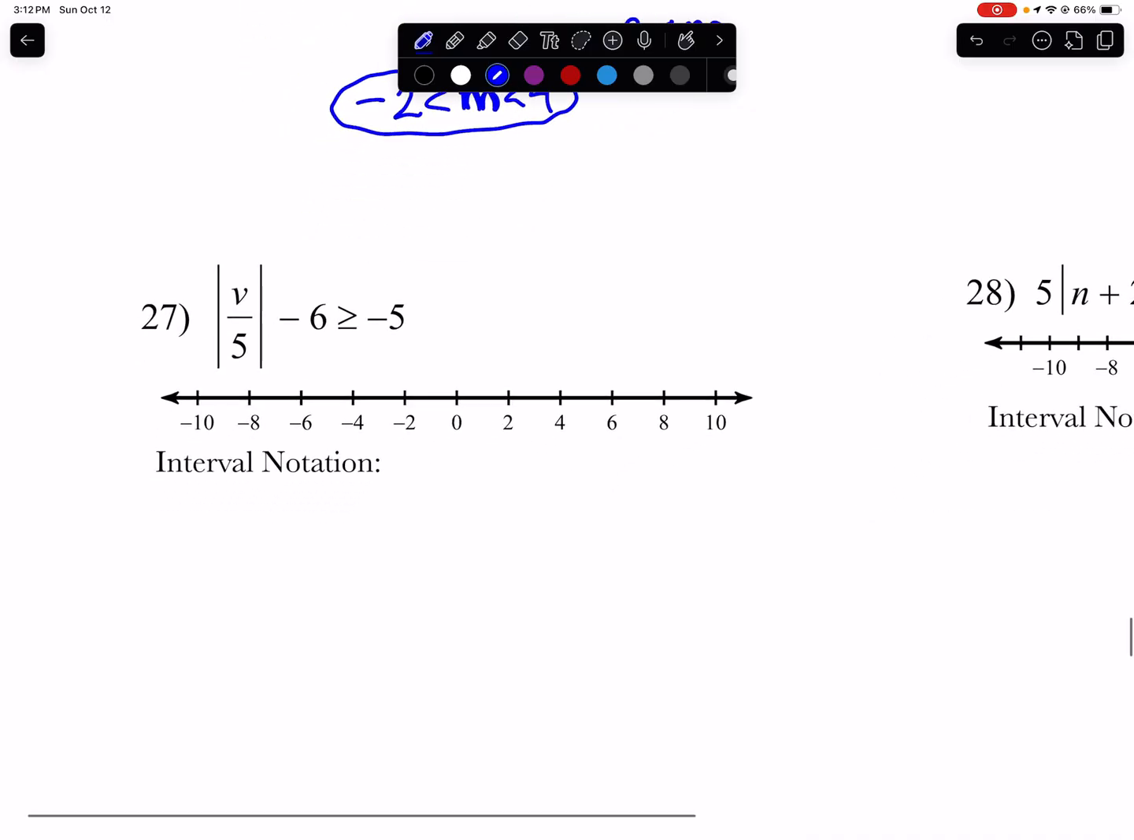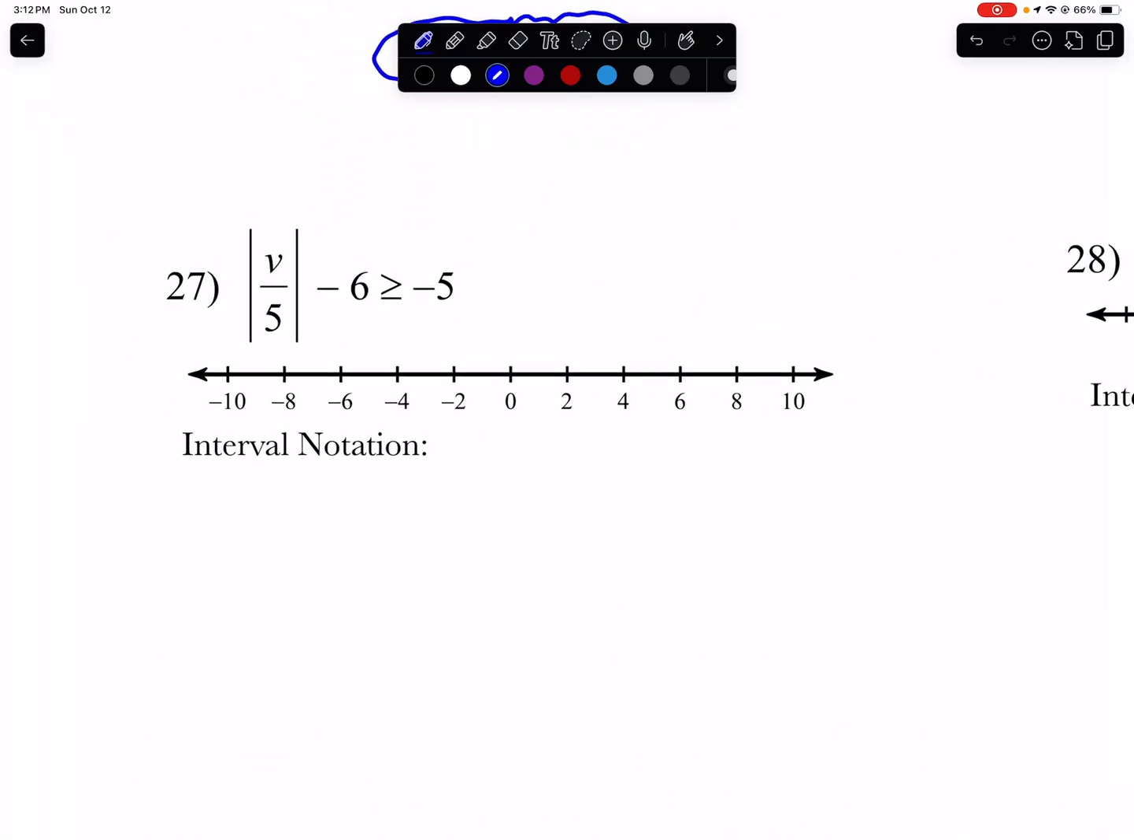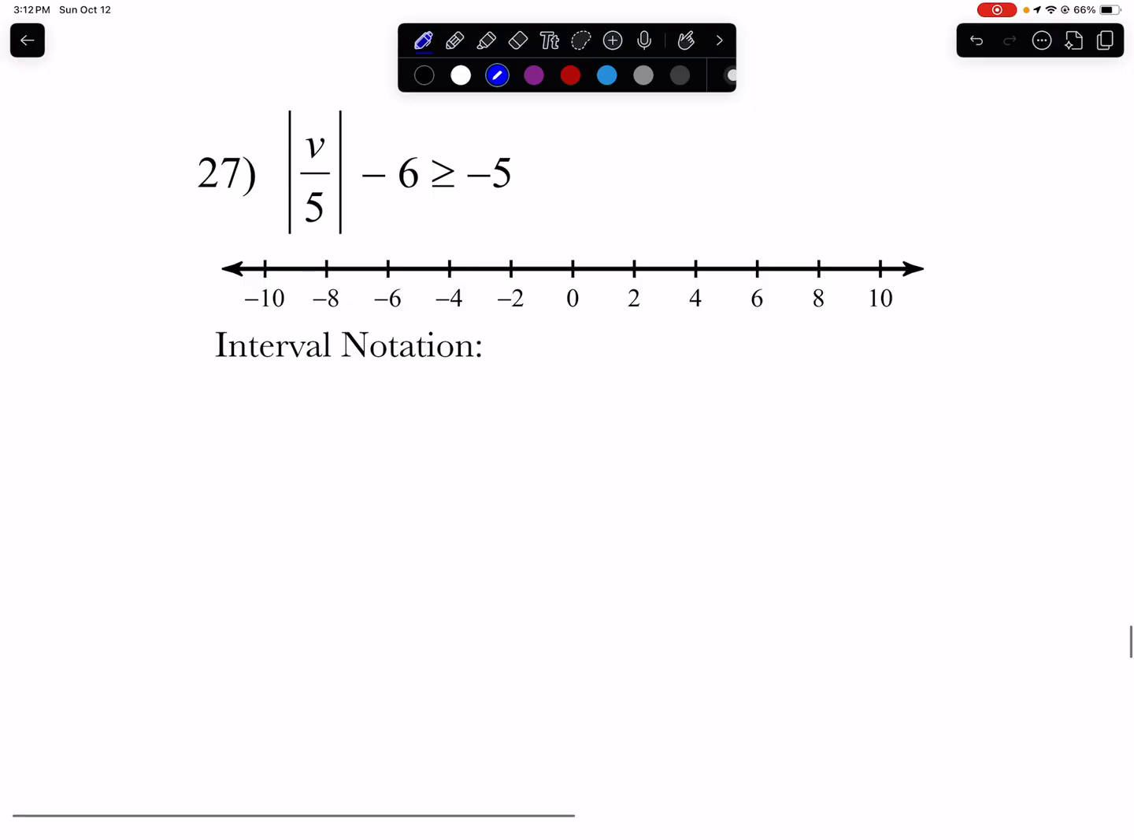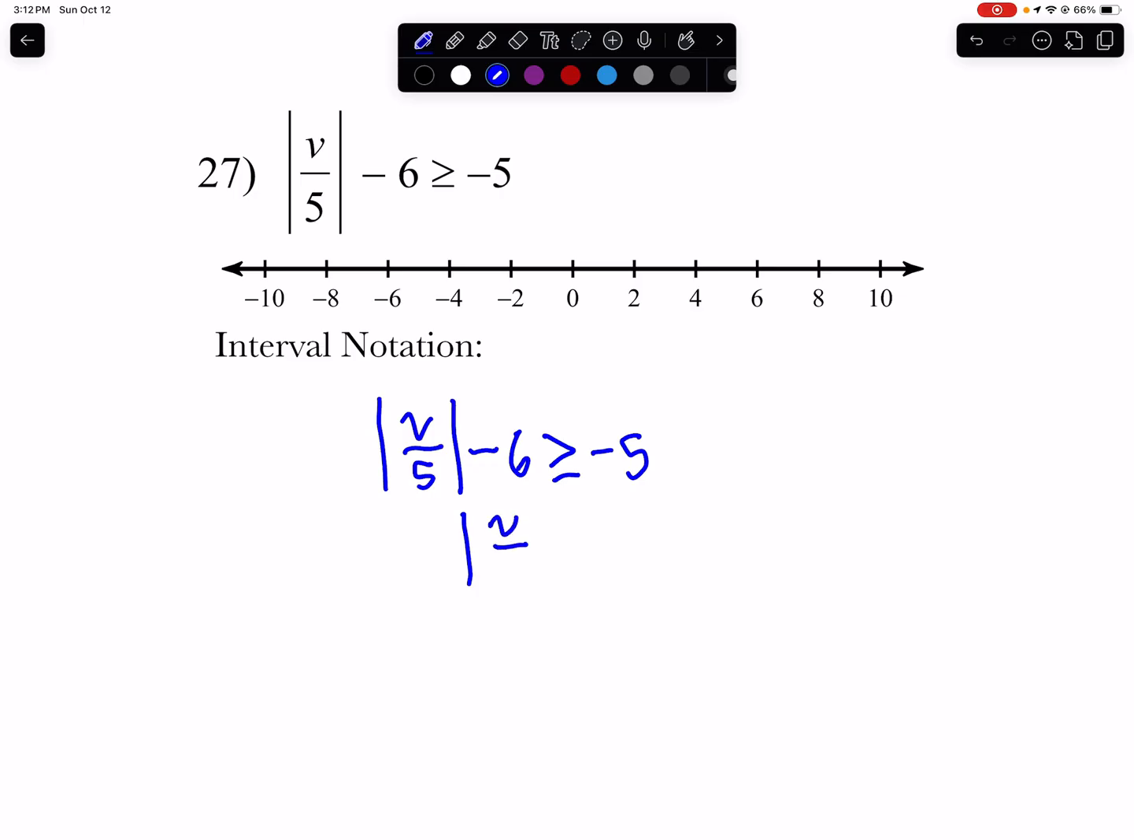Here we have this one. I think we just have 2 more left. This one looks a little weird with that fraction, but it shouldn't be a problem. So my absolute value piece is not alone. There's that minus 6. So I'm going to go ahead and add that to both sides. So adding 6 to both sides gives us this. And then we're ready to split.